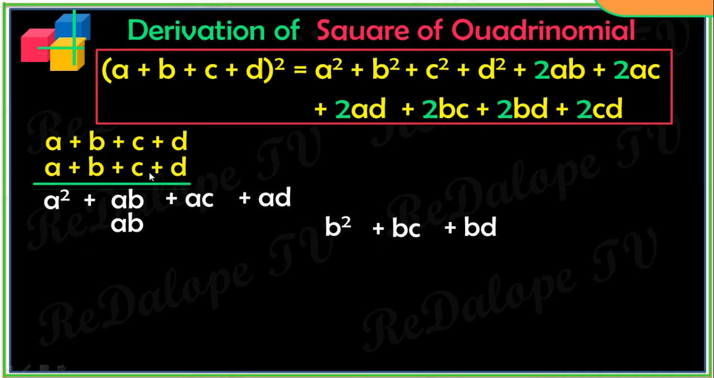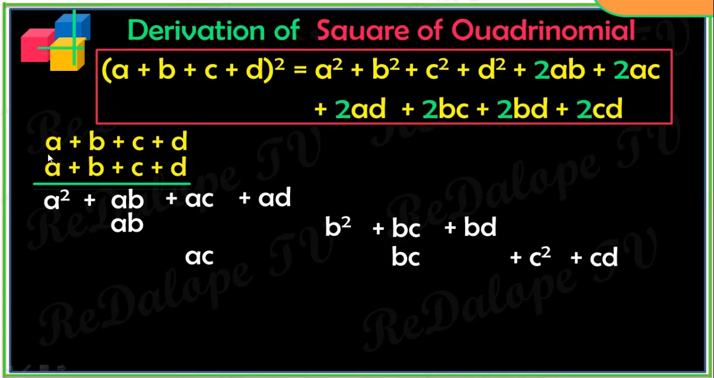bd. And then the next step is we multiply c by each term of the first polynomial. C times a, so we have positive ac. Then c times b, so we have positive bc. And then c times c, so we have positive c square. And then c times d, so we have positive cd. And the last term is to be multiplied by each term of the first polynomial.